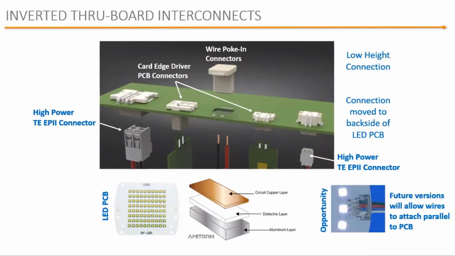TE manufactures something known as the inverted through-board interconnect family. They enable power delivery from the underside of a printed circuit board and the LED arrays. Why is that important? Well, if you had the chip on board illuminating something, and then you had connectors on the top side of the printed circuit board, they would cast shadows and block some of the light being emitted. So the inverted through-board connectors are a solution. They allow wire management issues to not impede the light and create shadows.